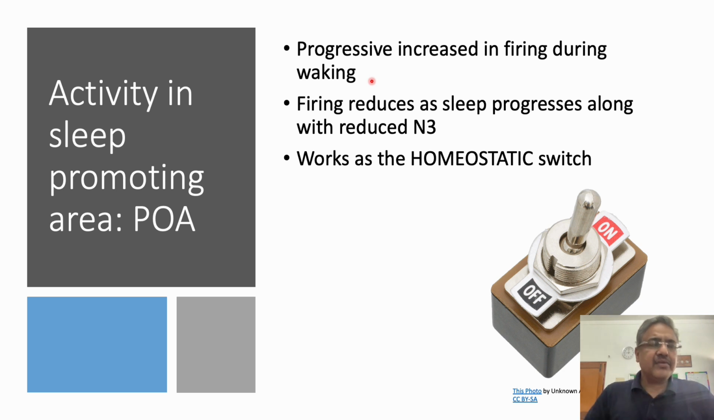And we all know that the amount of the deep sleep or the slow wave sleep reduces as the night progresses, or as the sleep progresses. So the firing of these neurons also reduces, and that is the reason when the firing becomes almost baseline, then we wake up. So these neurons in the preoptic area basically work as a homeostatic switch.